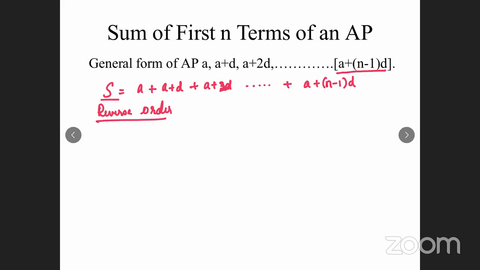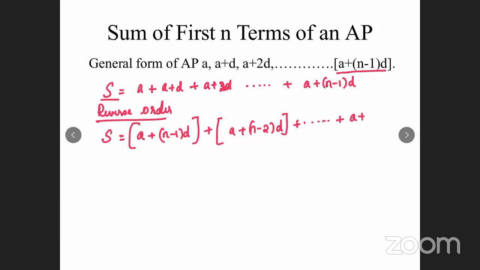Suppose I write it in this form, that is S in the reverse order, that is a plus n minus 1 times d, plus a plus n minus 2 into d, and so on. Like if we go on, it will be a plus d plus a. Now let us consider this as equation 1 and this as equation 2.